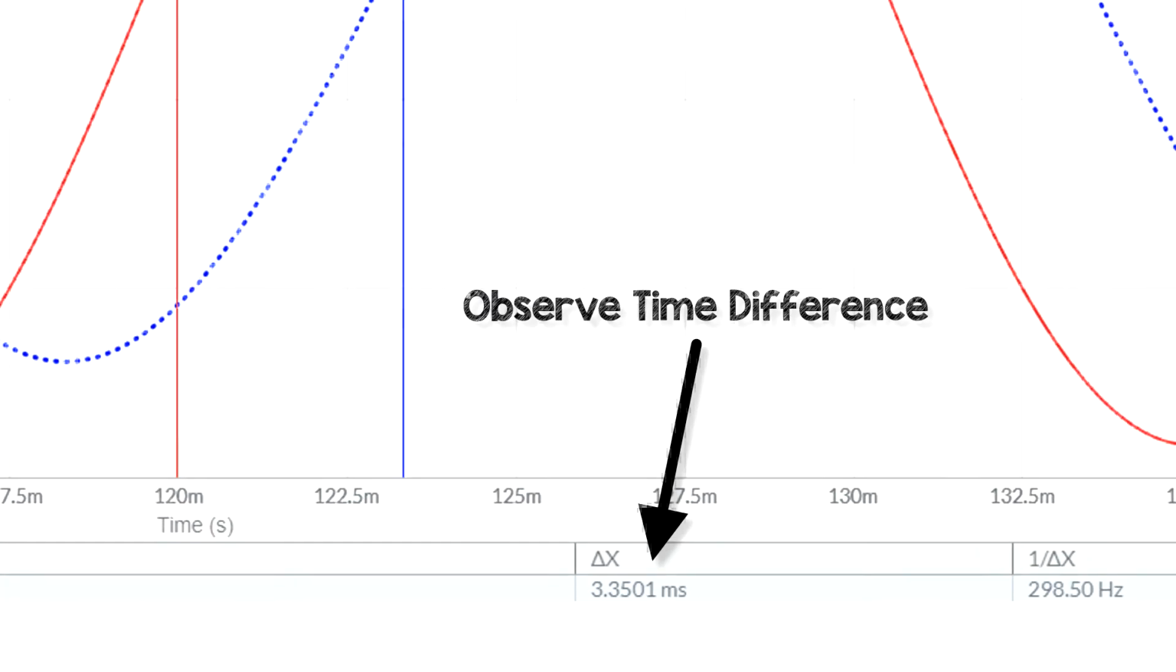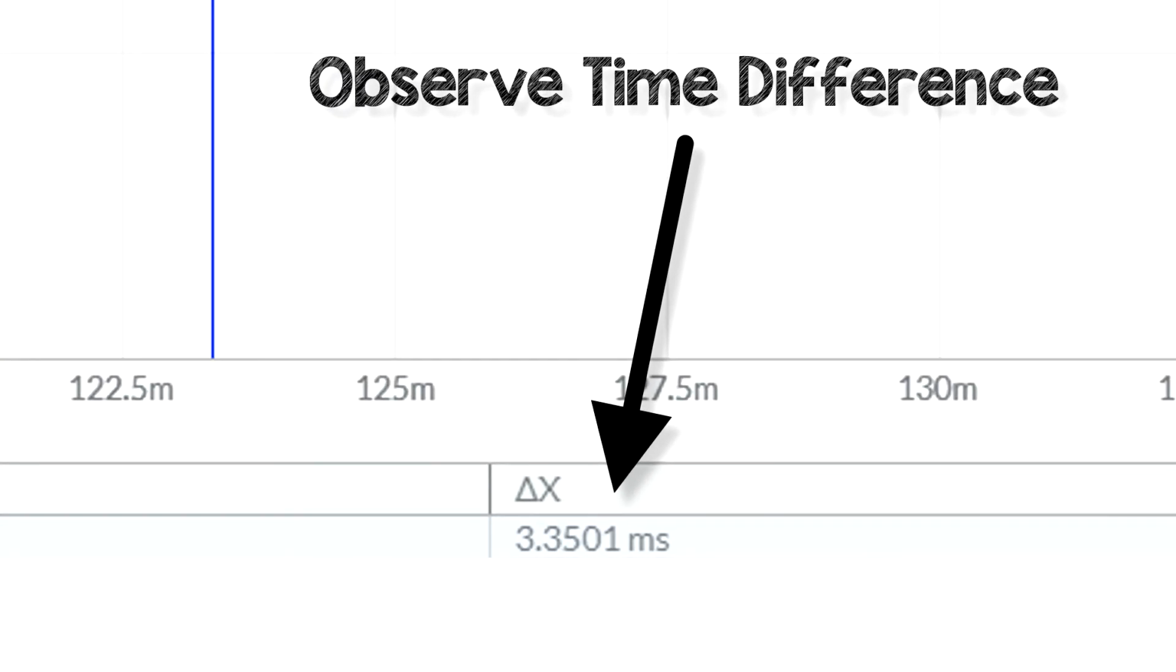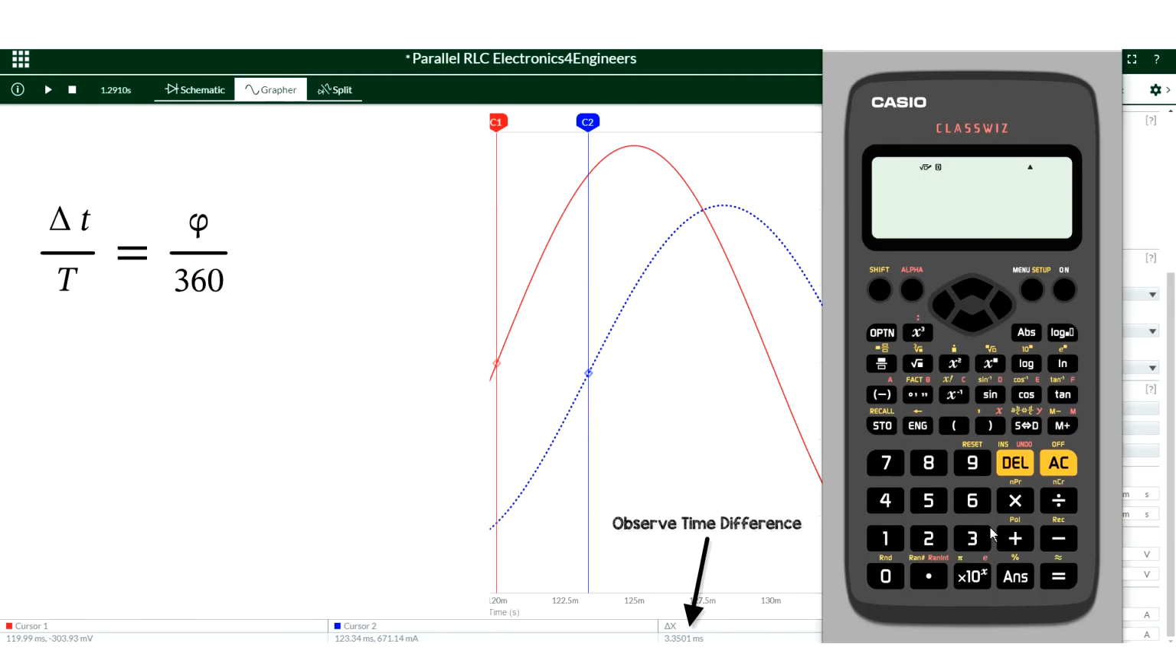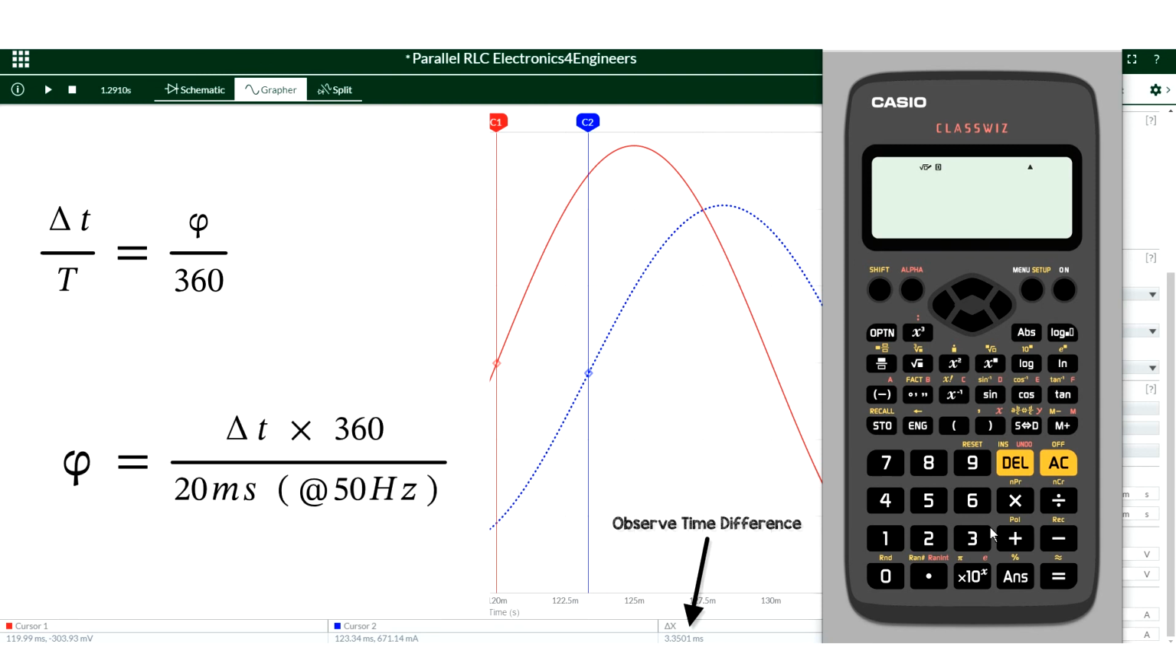And then we'll observe the difference in time between the supply voltage and the total current, 3.35 milliseconds. And then we can work out the phase difference, because the time difference compared to a period is the same ratio as the phase difference compared to 360 degrees. So that means the phase difference is the time difference times 360 divided by 20 milliseconds at 50 Hertz.